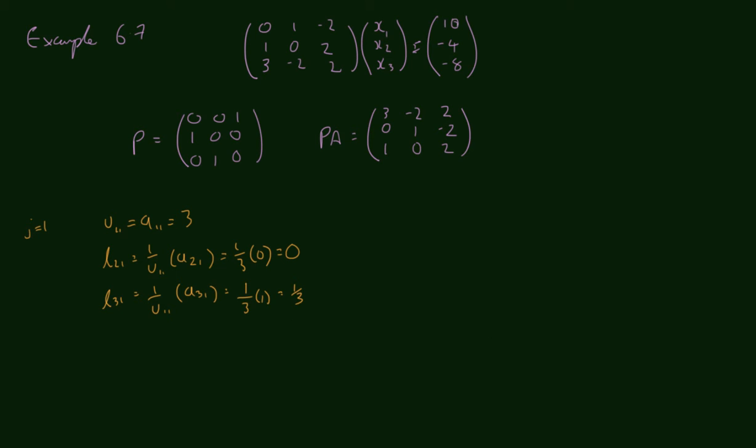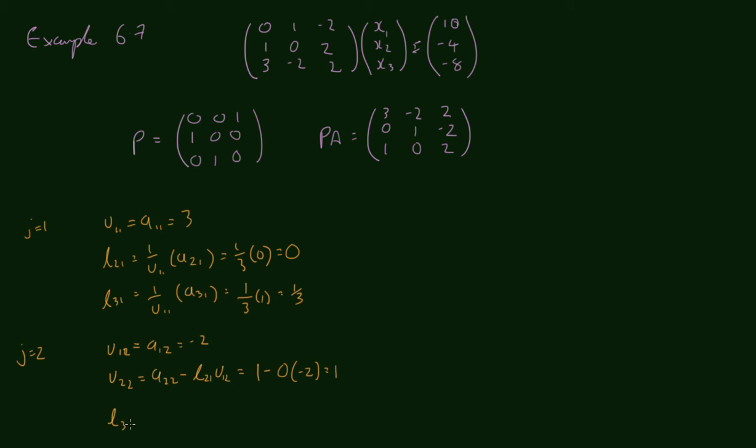Onto the second column, so when j is equal to 2, U12 is equal to A12, which is minus 2. U22 is equal to A22 minus L21 times U12. So A22 is 1 minus L21, which is 0, so it doesn't really matter what U12 is. So that's equal to 1.